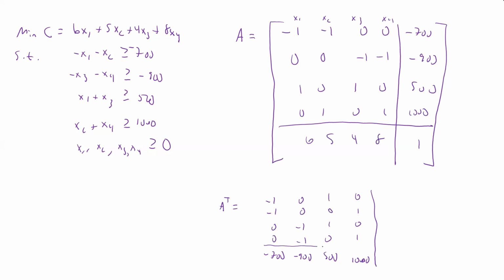And then we'll have what? Looks like a 6, a 5, a 4, an 8, and a 1. And so then that's our A transpose. All right, so now from A transpose, we can write our dual problem. So now, remember, instead of the x's, these are our y's. And so this is y1, y2, y3, and y4. So we'll have -y1 plus y3 less than or equal to 6, and so on. So now let's write the dual problem based on that.